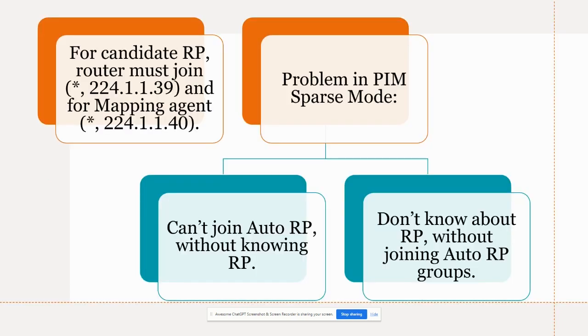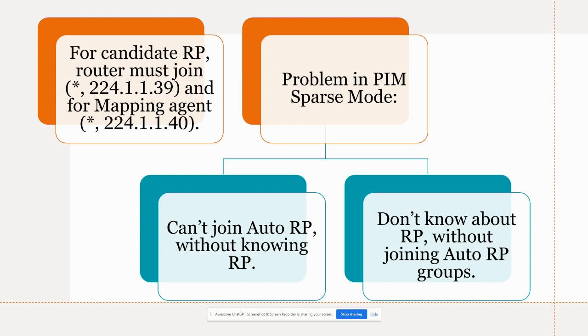In the case of a candidate RP, a device or router must be sending a join for star, G 224.1.1.39, whereas in the case of a mapping agent, a device must be sending a join for star, G 224.1.1.40.